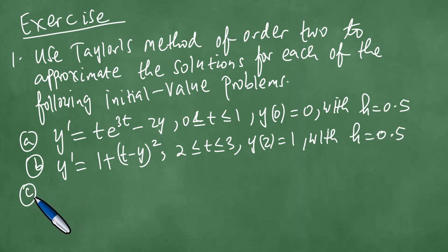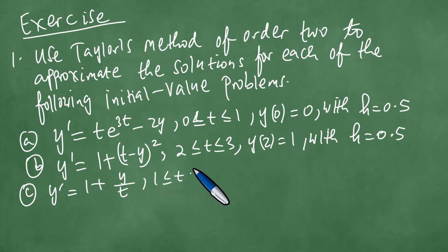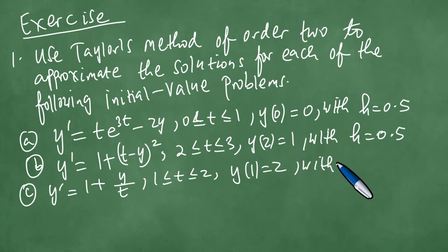C, y prime equals 1 plus t over t, t between 1 and 2, y at 1 equals 2, with h equals 0.25. We're going to do a lot of practice tomorrow.